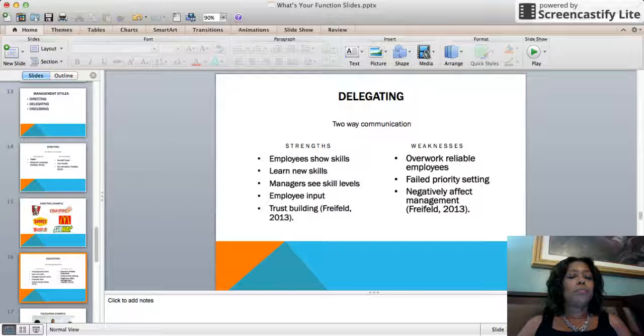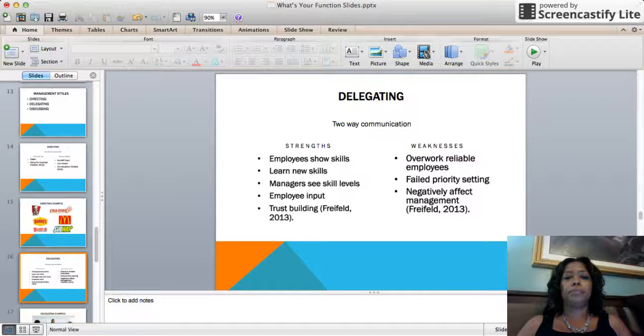The next management style is delegating. That's two-way communication. The strength is that the employees get to show their skill. They learn new skills. Managers see the employee skill level. There's employee input, and it builds trust between the employee and the manager. The weakness is you can overwork the reliable employees. If the employee that you delegate to fails, then it can look bad on the manager. And if the employee that you give the assignment to does not know how to manage their priorities, it can also be a problem.